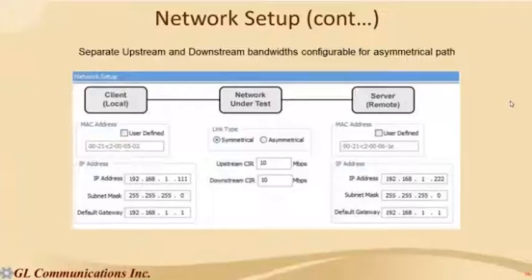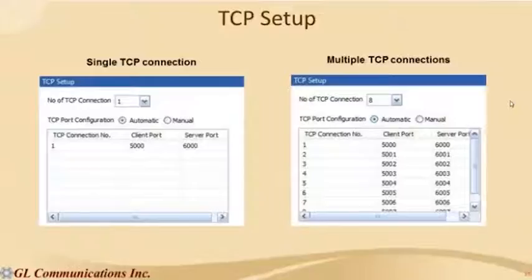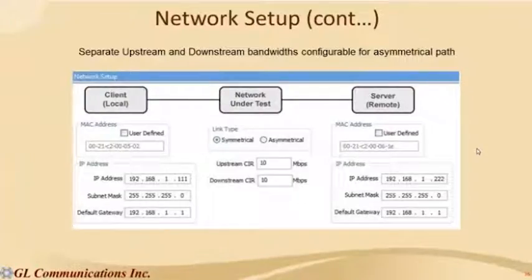We can configure the various addresses, the MAC address. You can use either one the user defines, or the default one. So the user can enter the IP address, the subnet mask, the default gateway, and the user can also enter the bandwidth of the network in between, depending on what the network provides. We have provided the option to enter different bandwidths for upstream and downstream, because typically the networks will be asymmetrical, or in this case both are the same.